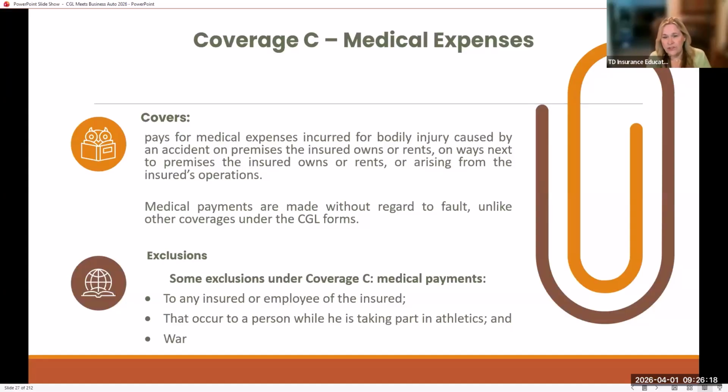There are some exclusions. Of course, employees are excluded because they'll go under workers' comp. It occurs to a person while taking part in athletics. Let's say you have a company picnic and they have a softball game and a third party, so that would probably be a vendor or it could be an employee's spouse, they're third parties, and they get injured. A company could exclude that. All right. And of course, a war is excluded as well. So those are your major coverages that you have. Okay. You have coverage A, B, and C.